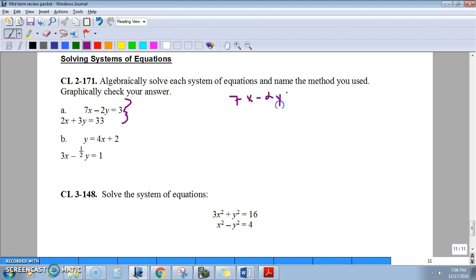7x minus 2y equals 3. 2x plus 3y equals 33.